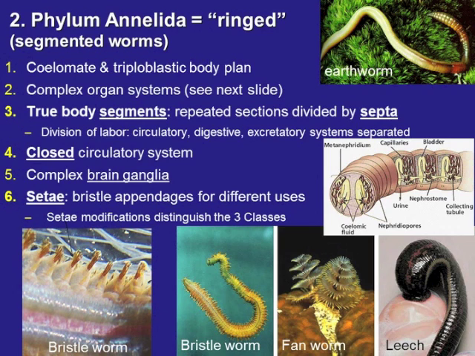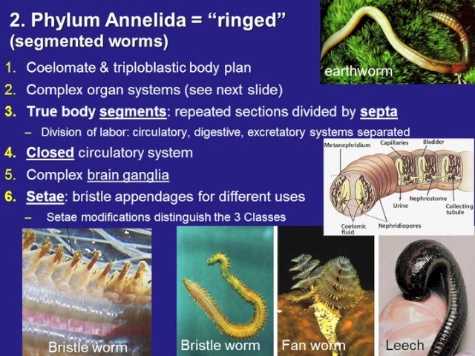In the top right, we have an earthworm. In the bottom left, we have a bristle worm, and we can see the setae are a little longer. Another bristle worm next to that. You can see the entire body plan. A fan worm, or tube worm, commonly known as feather dusters. And in the bottom right, we have a leech, which we don't see any setae at all.